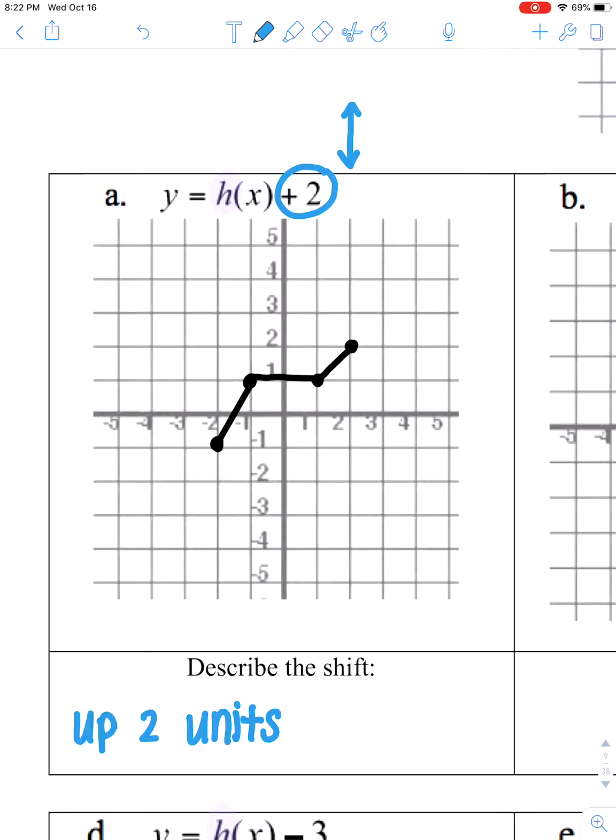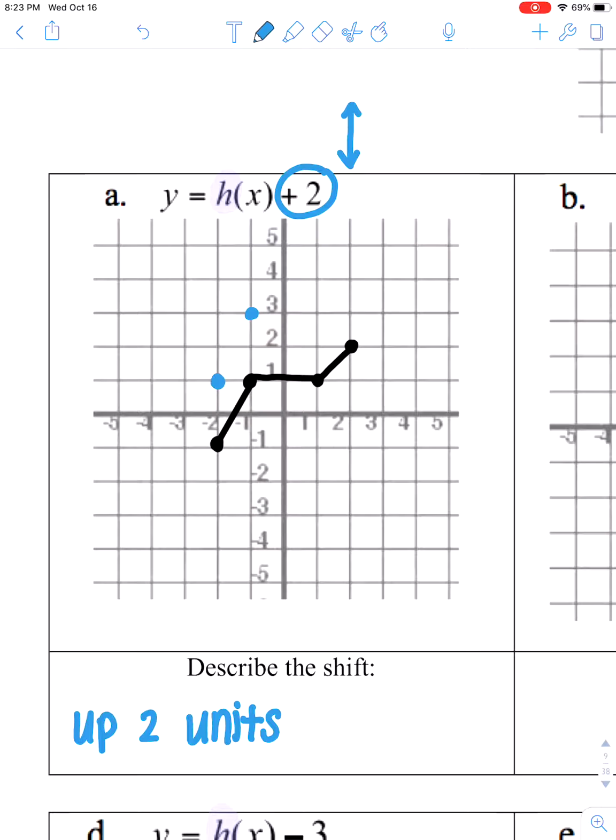And what you're going to do, and it's really helpful if you use another color pen just so you can see the difference between the original and the new, is you're going to take each of these points. So I'm going to take this point right here, and you're going to move it up 2 units. 1, 2. So your new point is located right there. Okay, let's take our next point, and we're going to shift it up 2 units. 1, 2. So your new point is right there.